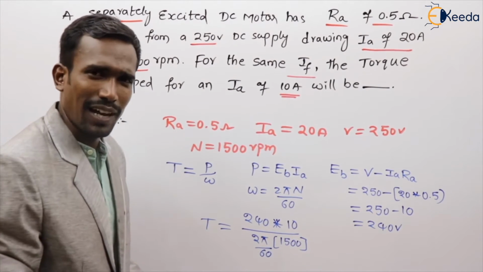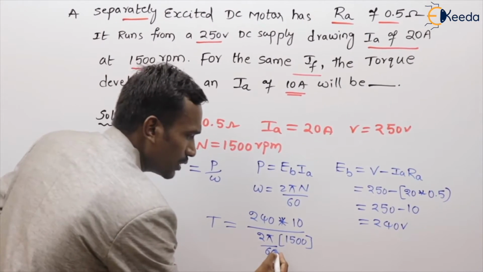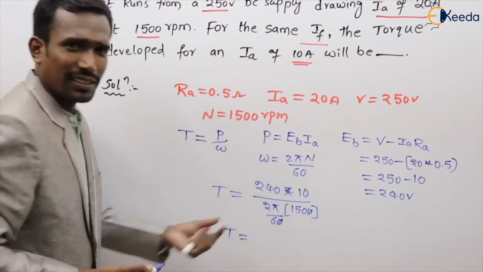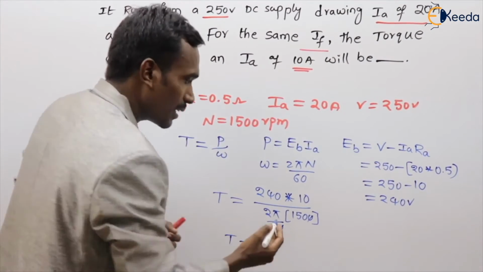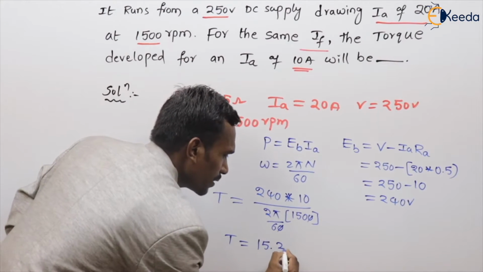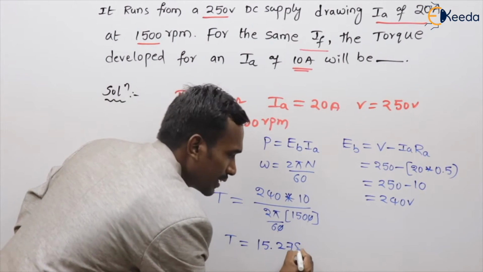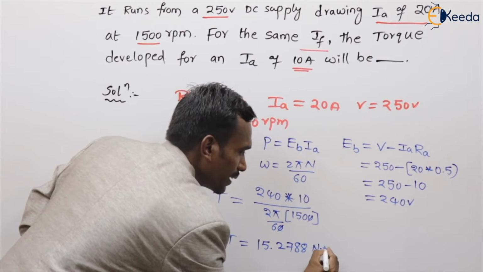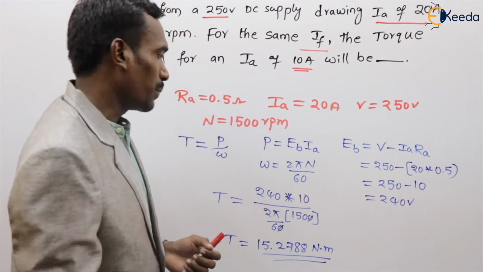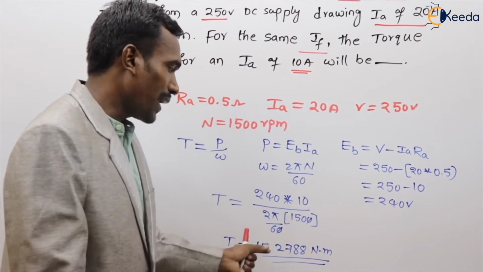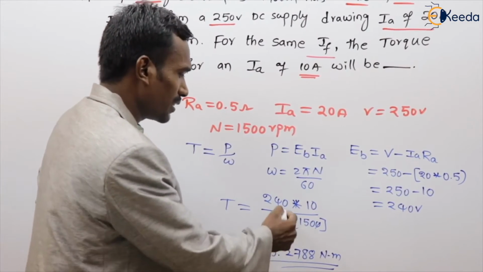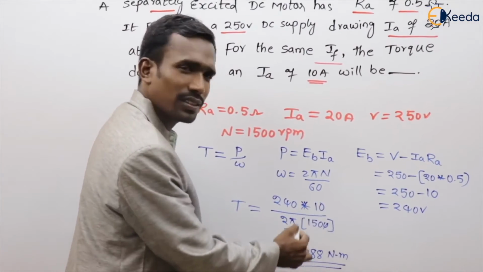Let's calculate this value and you can get the answer. Tell me what is the answer. After calculation, the answer is 15.2788 Newton meters. This is our answer. The torque developed by the motor is 15.2788 Newton meters.